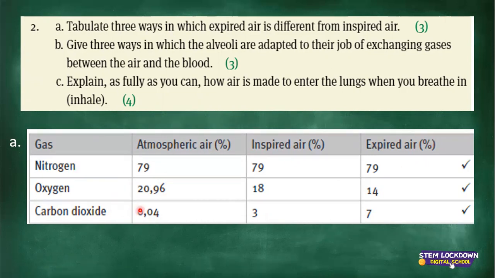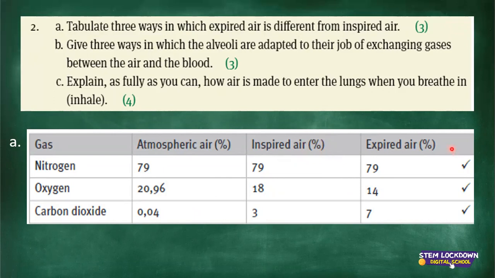In the atmosphere, there's about 79% of nitrogen, 20.96% of oxygen, and 0.04% of carbon dioxide. Then as you inhale, you will take in the full 79% of nitrogen. And then you will take in 18% of oxygen. So you're not taking all the oxygen that's in the air. You'll also breathe in about 3% of carbon dioxide. Please take note that these are percentages, so don't let the numbers confuse you.